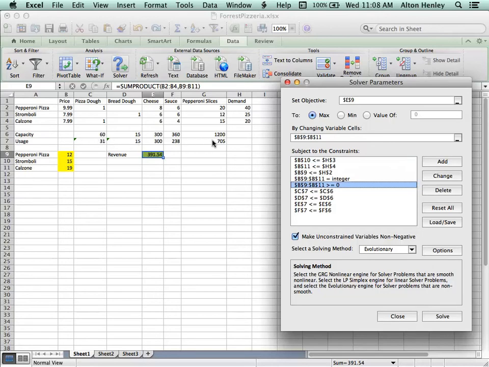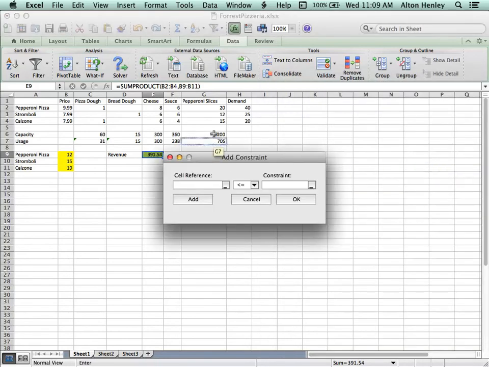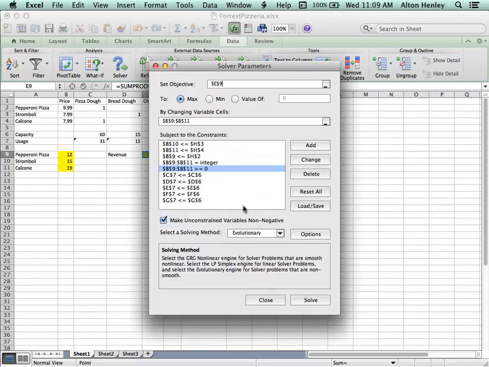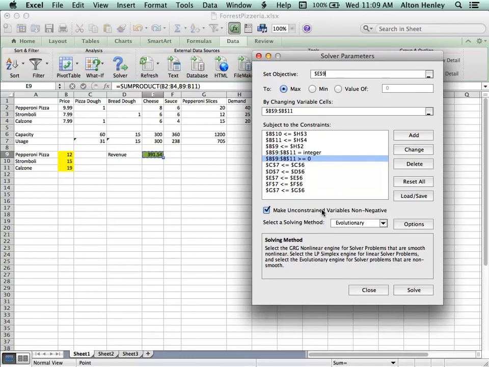But actually I made a mistake because there's 5 ingredients and there's only 4 entries. So I said C7 through F7. I didn't do one for pepperoni slices, so let me add that now. My pepperoni slices usage has to be less than or equal to my pepperoni slices capacity. And so now I have a complete set of parameters.